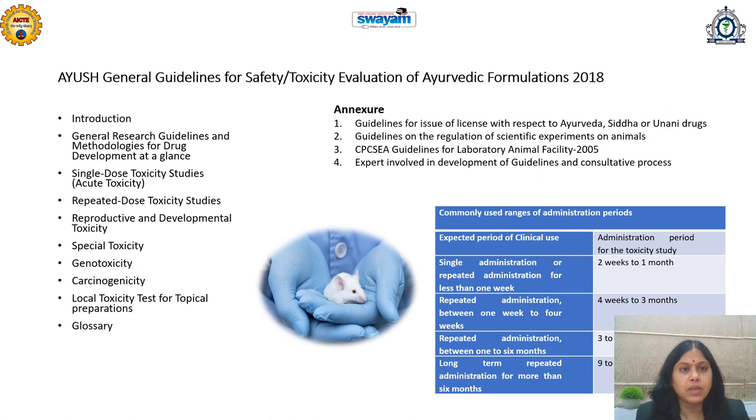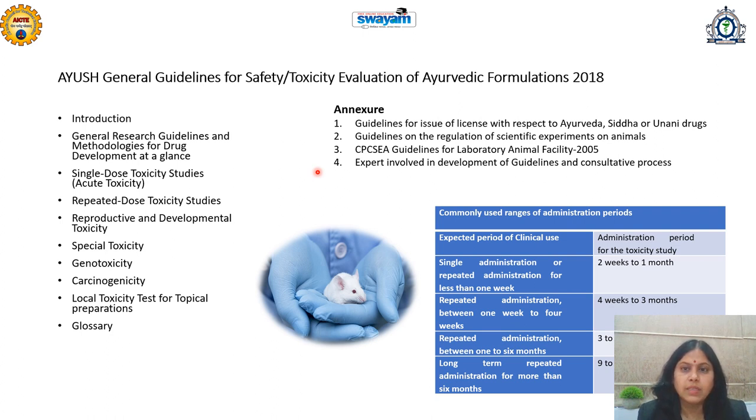The next guideline is the Ayush guideline, that is, the Indian Ayush Ministry guideline for safety and toxicity evaluation of Ayurvedic formulations. In this guideline also there is an introduction, then general research guidelines and methodologies for drug development at a glance, meaning how various formulations need to be developed and what special considerations should be taken for development and further utilization. Then toxicity studies are mentioned: single dose toxicity study and repeated dose toxicity studies, further reproductive and developmental toxicity studies, special toxicity studies, genotoxicity, carcinogenicity, then local toxicity for topical use, and then the glossary.